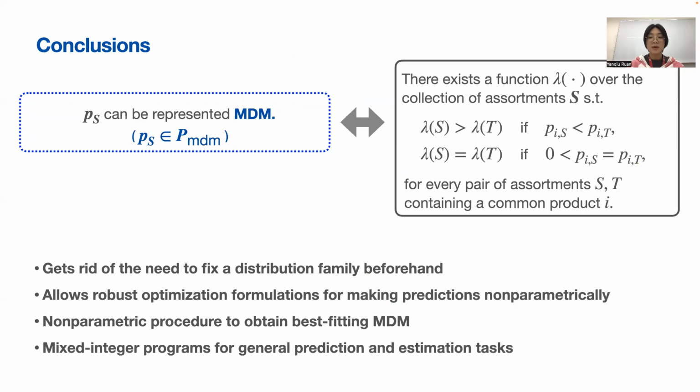The non-parametric approaches can get rid of the need to fix a distribution family in MDM beforehand, leverage the full modeling power of MDM, and let the data select an MDM based on the prediction task at hand. We develop mixed-integer programs for non-parametric prediction and estimation, which are generally applicable.